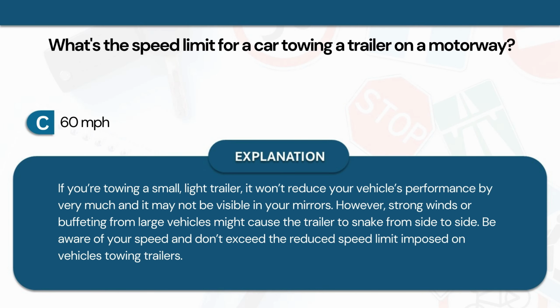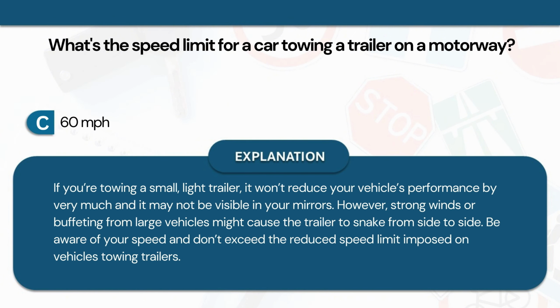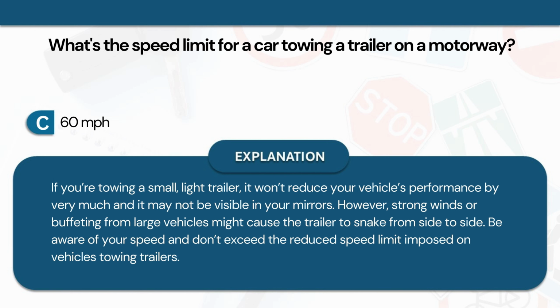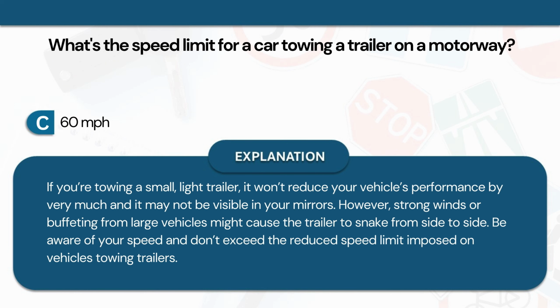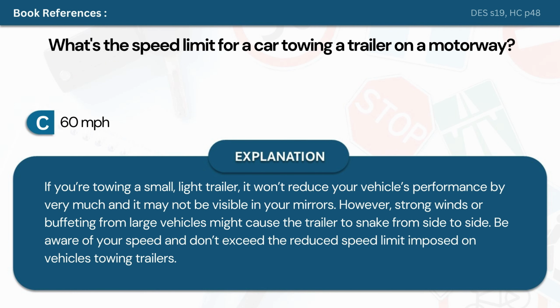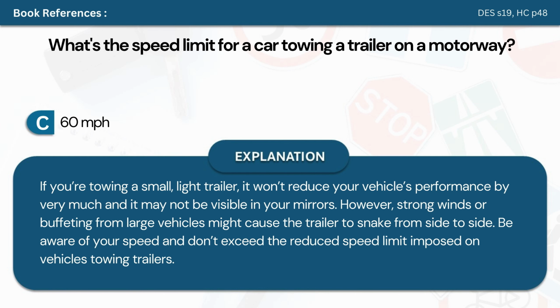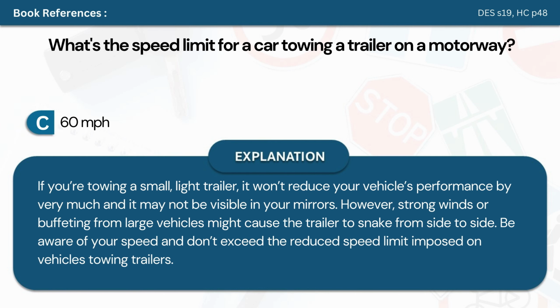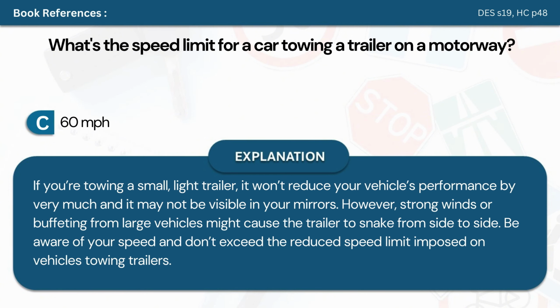If you're towing a small, light trailer, it won't reduce your vehicle's performance by very much, and it may not be visible in your mirrors. However, strong winds or buffeting from large vehicles might cause the trailer to snake from side to side. Be aware of your speed and don't exceed the reduced speed limit imposed on vehicles towing trailers.